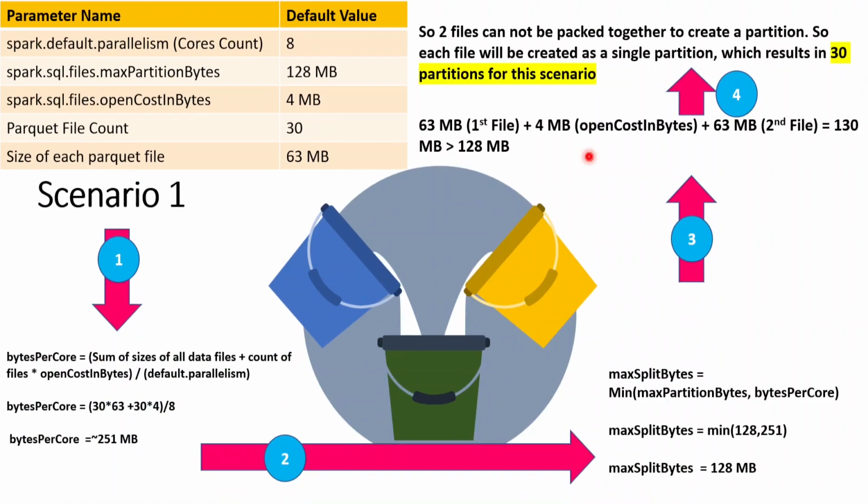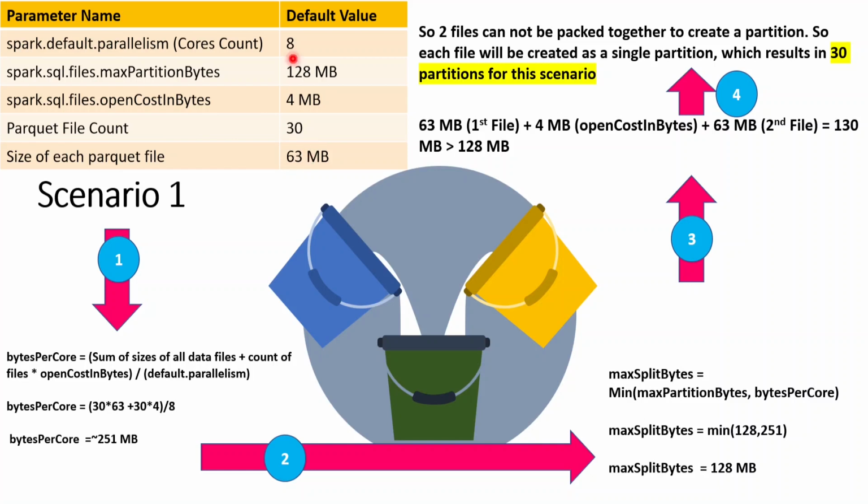Now I'm going to give you different scenarios. Based on that, you can get a thorough understanding of how the Spark engine works internally. In the first scenario, we go with the default parallelism. That is, we have 8 cores, so the parallelism is 8, the maximum partition bytes is 128 megabytes, and the open cost in bytes is 4. Let us assume in the external storage we have 30 Parquet files, each of 63 megabytes.